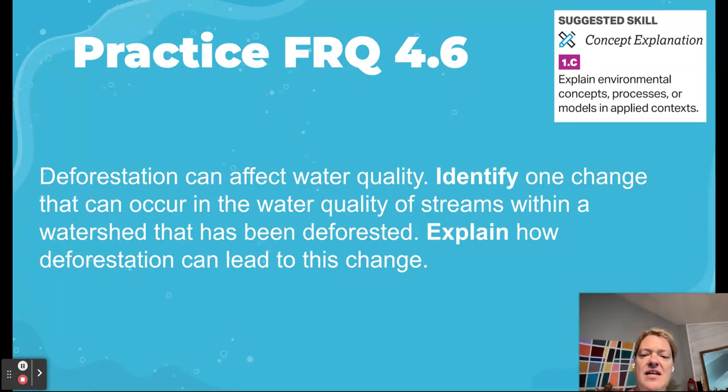Okay, so here's your practice FRQ. Deforestation can affect water quality. Identify one change that can occur in the water quality of streams within a watershed that has been deforested. Explain how deforestation can lead to this change. I will have the answer posted for you on OneNote.